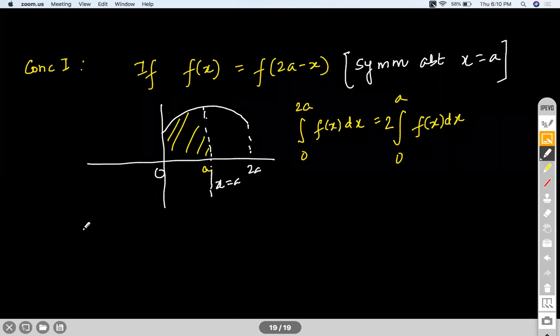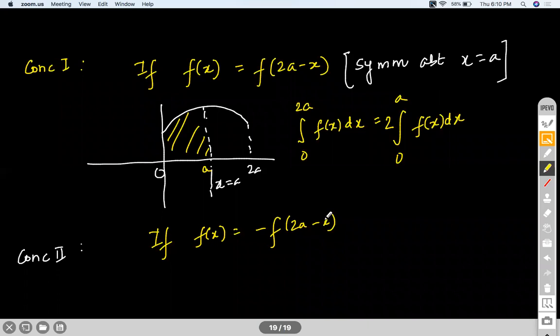Conclusion number two. If your function satisfies this functional equation, f of x is equal to negative of f of 2a minus x. When does the function satisfy this functional equation? When it is symmetrical about a point a comma 0.